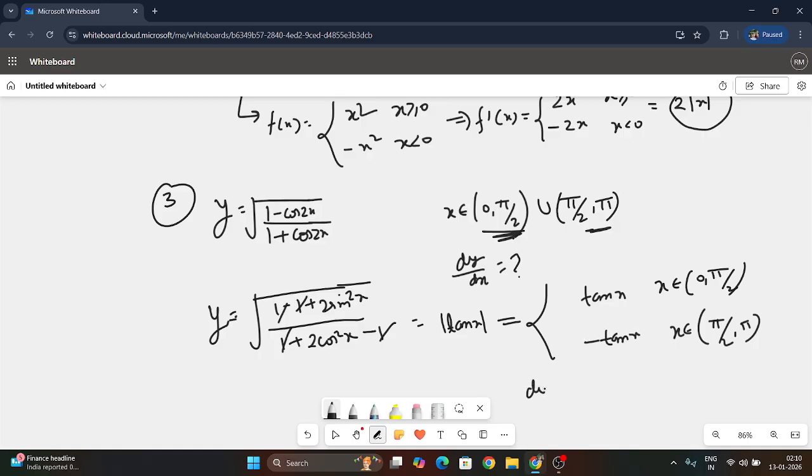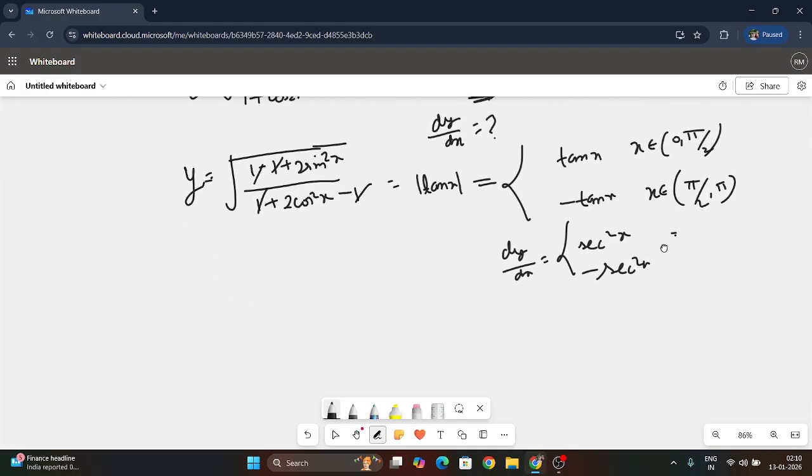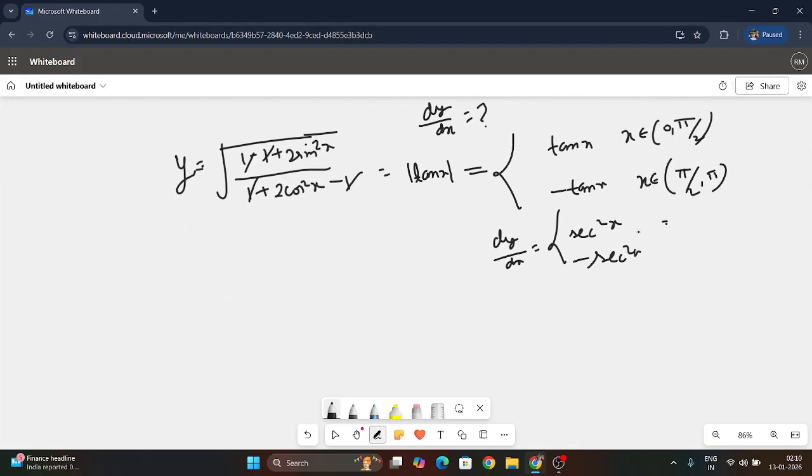Now you can simply differentiate, and you will get dy by dx equal to sec square x for this interval, and minus sec square x for x belongs to pi by 2 to pi. I hope this is clear to you. Now we can take another problem.